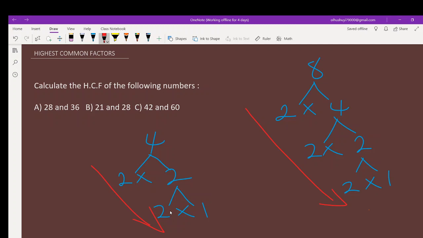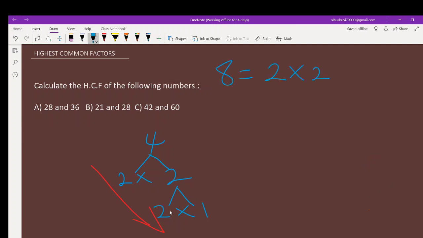So what do we have? This is 2 times 2 times 2, right? So 8 gives you 2 times 2 times 2. Then 4 gives you 2 times 2.